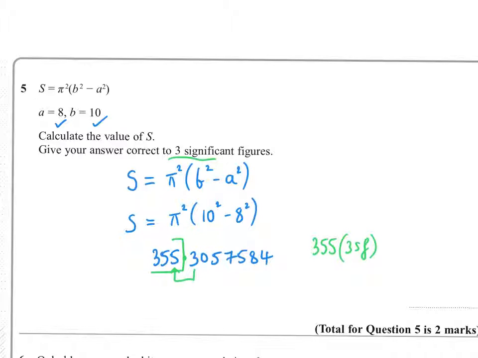If you were less confident with that, you could go from here and say pi squared, and then do 10 squared on the calculator, and then 8 squared on the calculator, then work out the bracket, which is 36, and then on your calculator you probably do 36 times pi times pi. So we'll try that. So 36 times pi times pi, well, that's going to be exactly the same. So you don't have to do the whole thing on the calculator, you can do what you feel comfortable with.